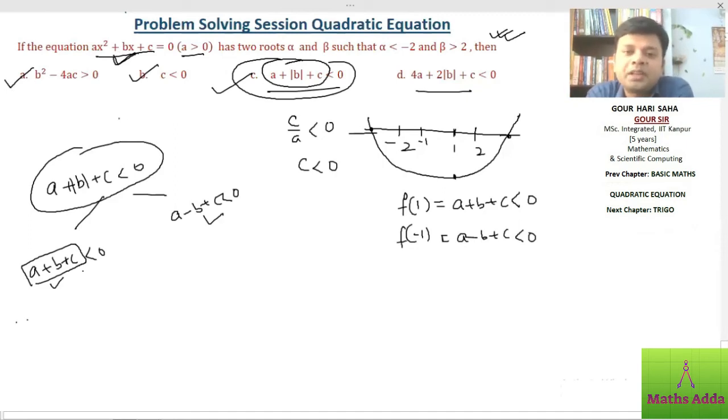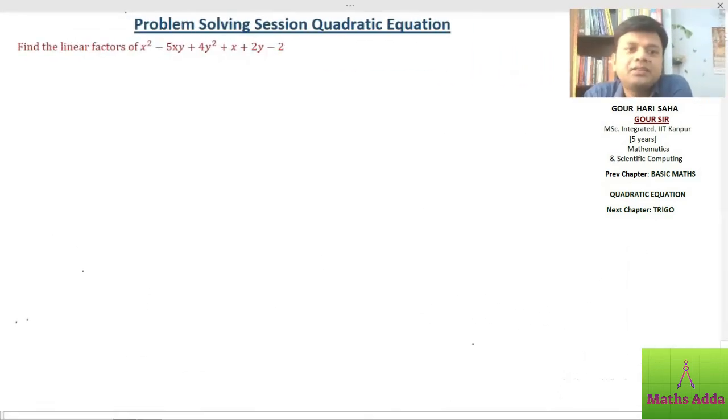So, the point is, if your observation is good, then you can do better in maths. And how will your observation become better? It will become better when you see lots of solved examples. In maths, it is a must that you see at least 500 solved examples in each chapter. So, solved examples are a must. Moving to next. The next question is: find the linear factors of this one, right.